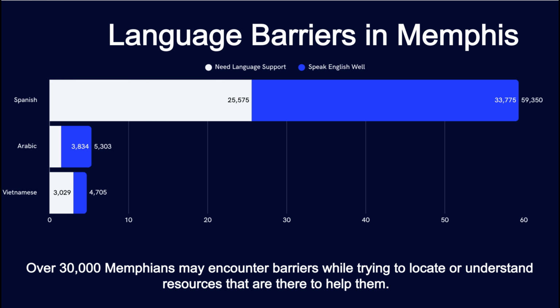This problem isn't about convenience, it's about accessibility, equity, and bridging the gap between the limitation of culture and language so that all Memphians get the help they need. So let me introduce City Connect.